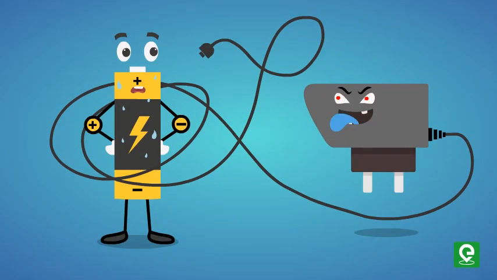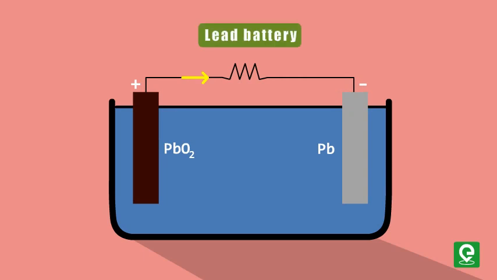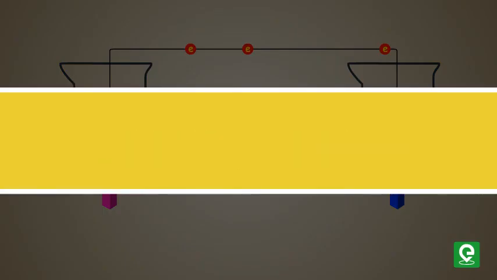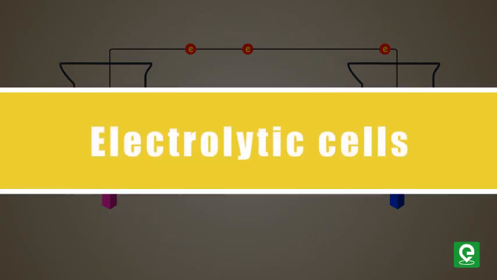Since reaction in a galvanic cell is spontaneous, we cannot recharge these cells like we do for our phone or laptop batteries. To recharge the battery, we need to reverse the reaction, which is non-spontaneous. That's why we need external power to make this happen. External power transfers back the electrons to the anode from cathode. We will learn more about them in our next video.